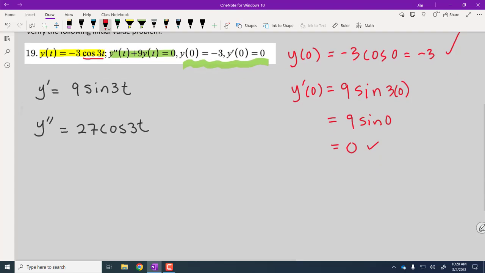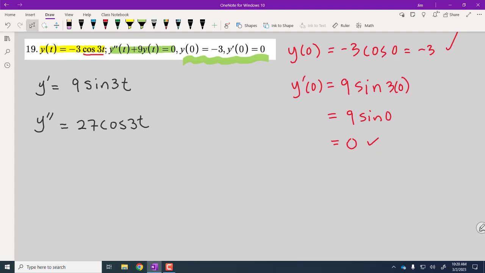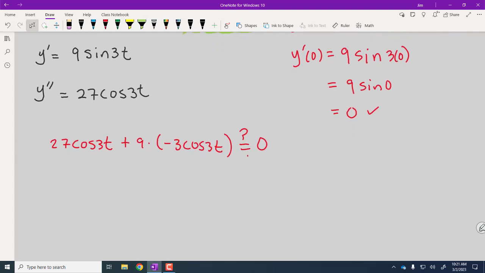Now let's check that the equation is valid. So now that we have the function and its derivatives, we can plug them into the formula here. So it says y double prime plus 9 times y, not y double prime, not y prime. So we have that. Does that equal, big question, is it 0? So this is our last step, to confirm that this gives us an identity. And sure enough, that's 27 cosine of 3t minus 27. So we do get 0 equals 0. So that checks.